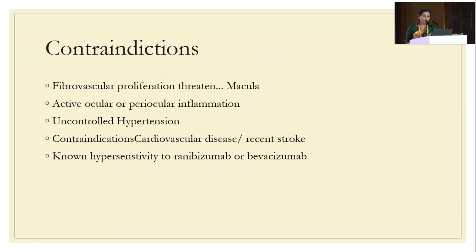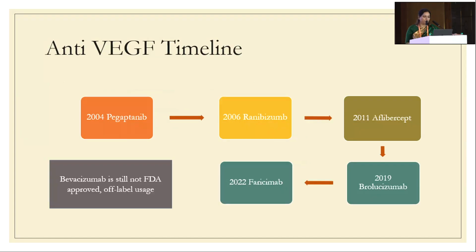So the contraindications. Whenever there is a fibrovascular proliferation which is threatening the macula, it is an absolute contraindication. So the active periocular inflammation, and then it is a contraindication if the patient has a recent stroke within 3 months. And patient hypersensitivity to ranibizumab or bevacizumab, which is very less known.